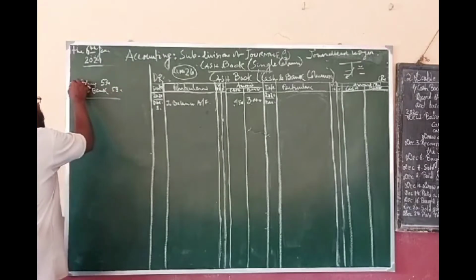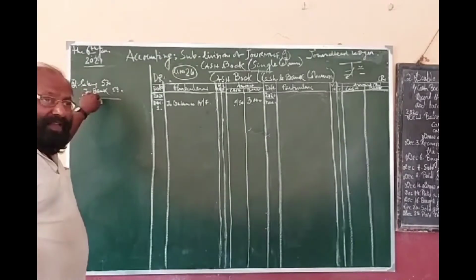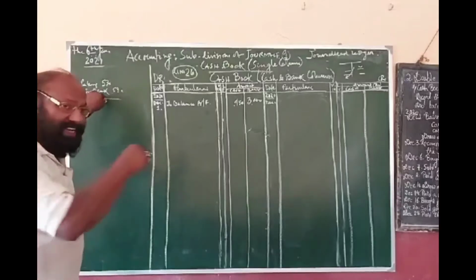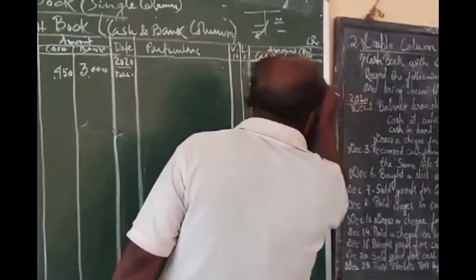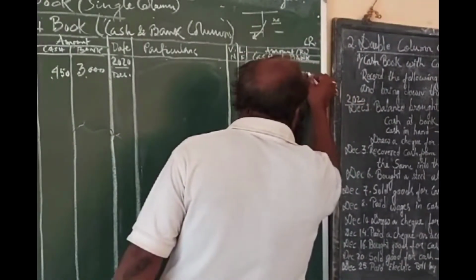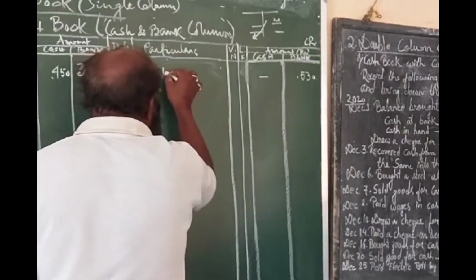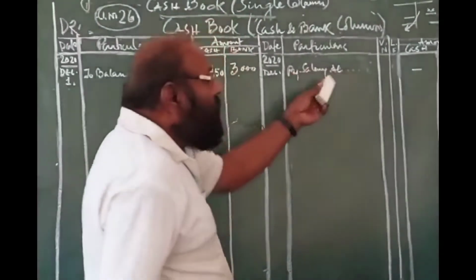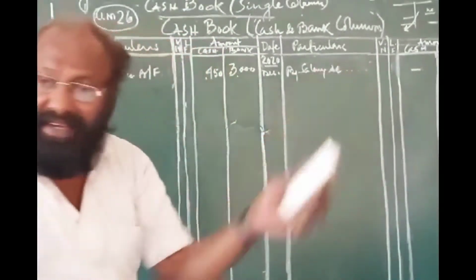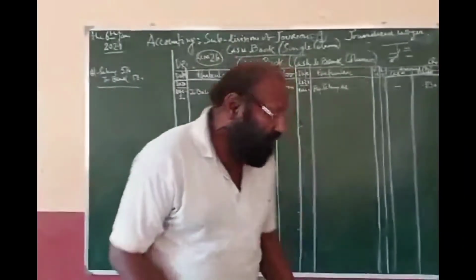Clear? So this is our second transaction: salary account debit to bank. Any problem? Now bank is credited, so we have to write on the credit side of the bank account 530. Bank is credited, but by what name? By salary. So in the bank account we write by salary, and in the salary account we write to bank. Clear? Next, friends.